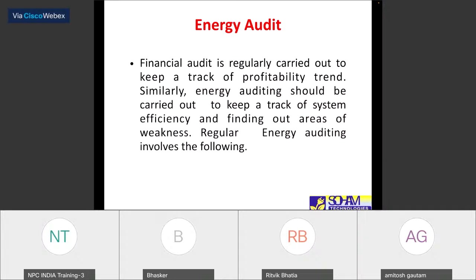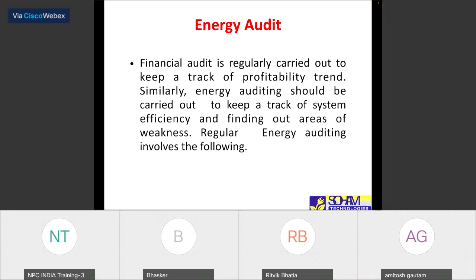So we can say that a financial audit is regularly carried out to keep track of the profitability in the trade. Similarly, energy auditing should also be carried out to keep track of the system efficiency and find out the areas of weakness. Regular energy auditing involves the following.